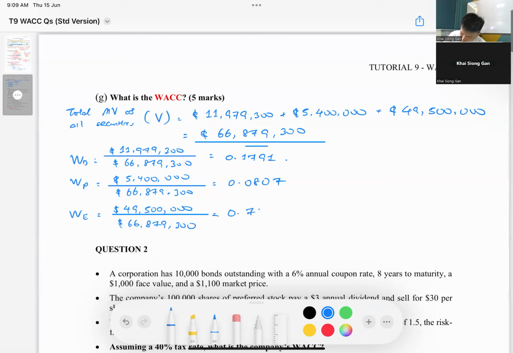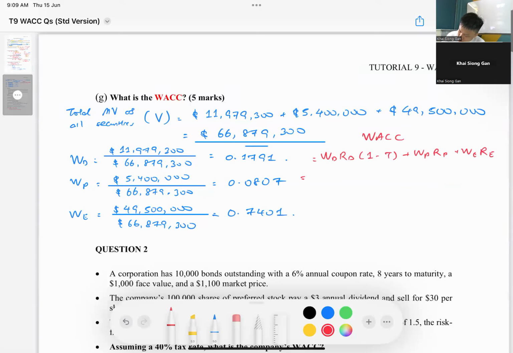This one is 0.7401. Okay, you get all the weightage already, then things will be easy peasy. So you can calculate your WACC. So I can write the formula first. Weightage of debts times the required return for debts, and then I have to adjust for tax, 1 minus T, plus weightage of preferred stock times the required return of preferred stock plus the weightage of equity times the return of equity. Then things will be very easy already because we have already calculated all this value.